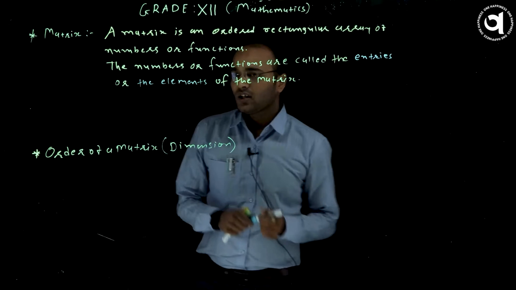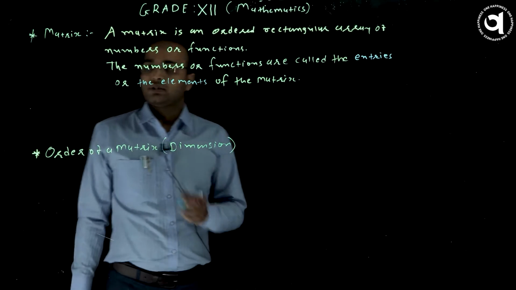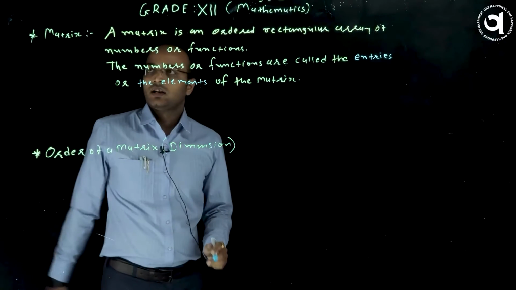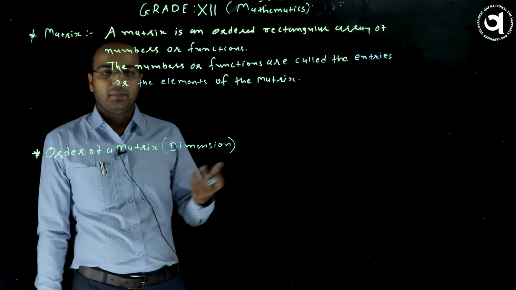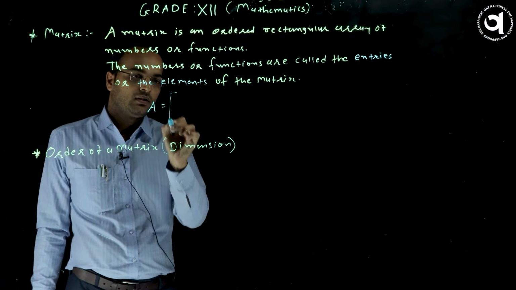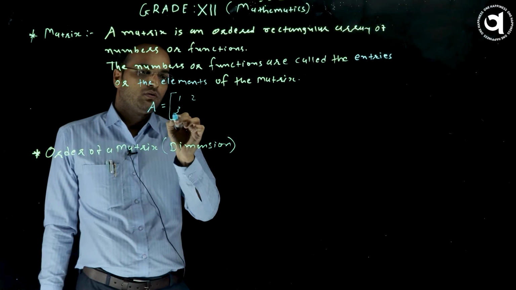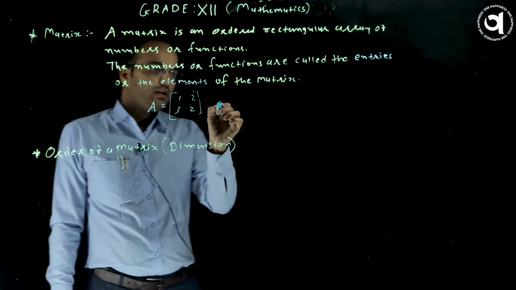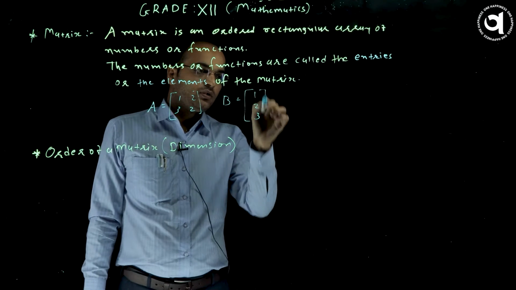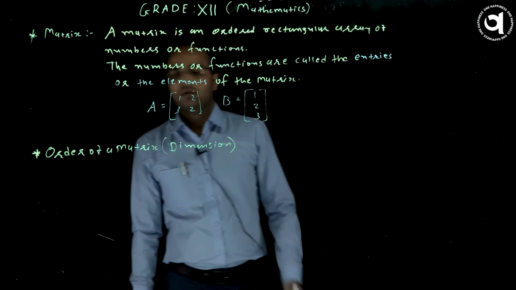Okay, now let's see some examples of matrices. A matrix is denoted by capital letters, capital alphabets A, B, C. Now take some examples. A equals [1 2; 3 2]. Okay, B equals [1; 2; 3]. These are examples of matrices.